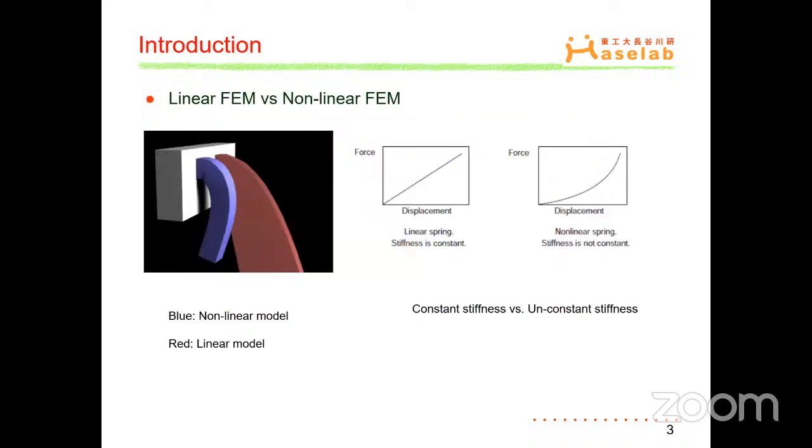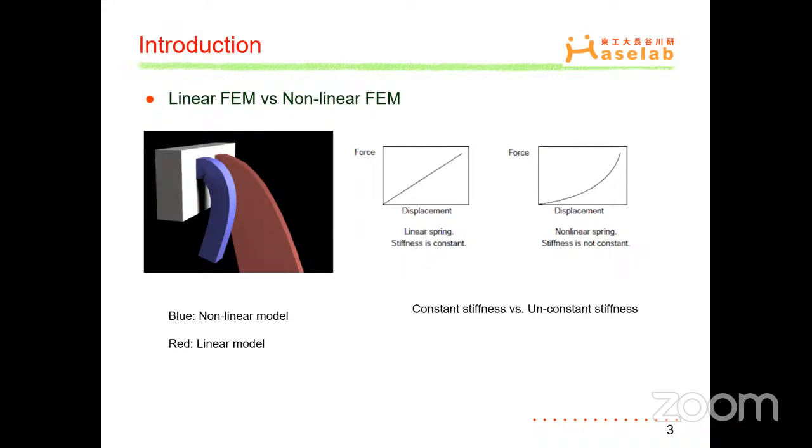For small deformations, we can use a linear model to achieve a fast and accurate result. However, when using a linear model to simulate a large deformation, the result will be incorrect. For example, if a linear model is used, the stiffness will not change over time. The displacement and force relationship is linear. However, when the nonlinear model is used, the stiffness is not constant.